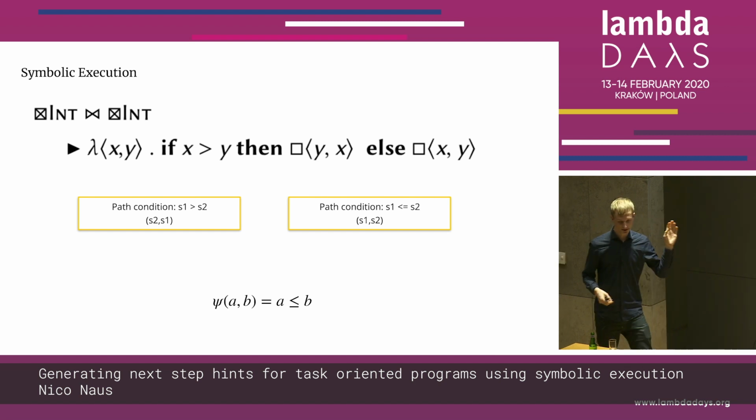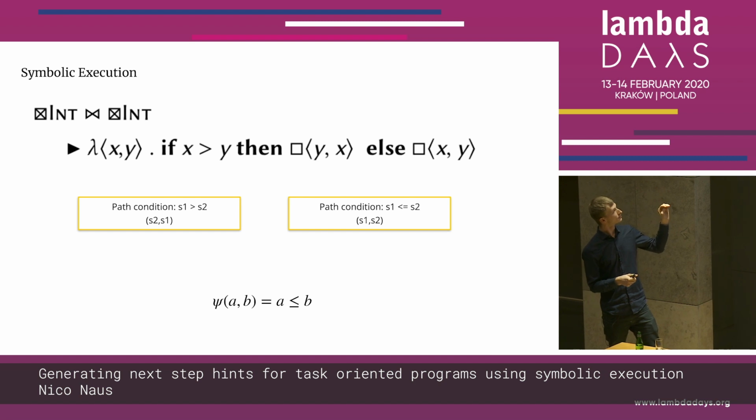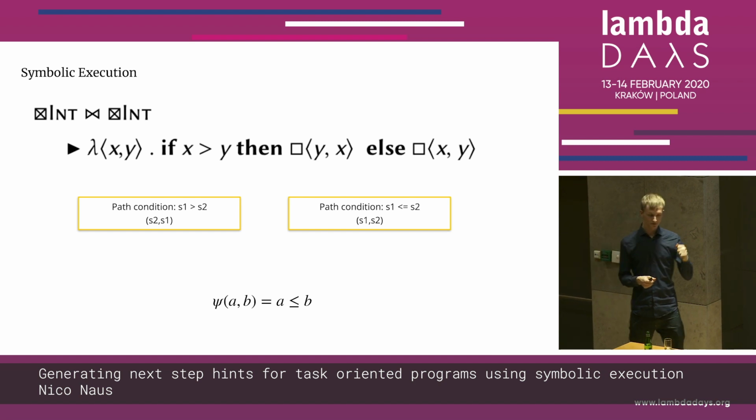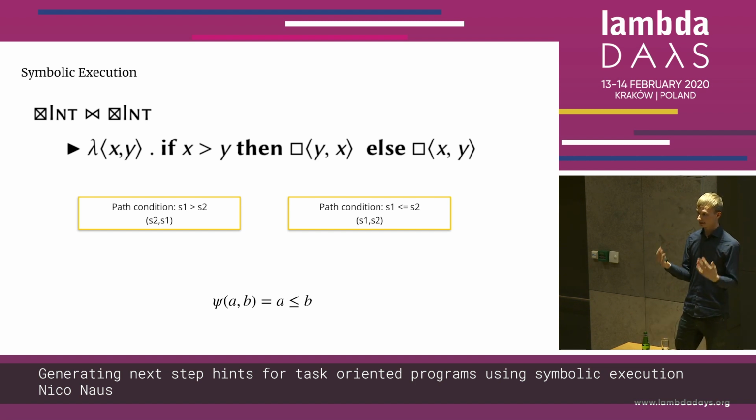So behind me you see a very small example where the user can input two integers, and then we have an if statement that checks if the first input is larger than the second, then we get back a tuple containing the second and the first, and otherwise the first and the second. And what we can now do is symbolically execute this program by entering symbols in place of the inputs that we have there.